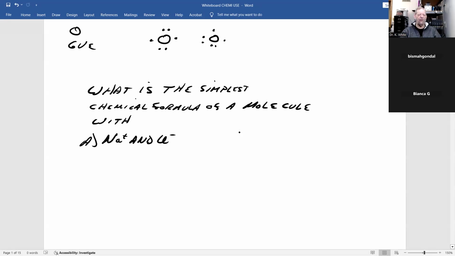If we look at this, what is the simplest chemical formula? Or sometimes I'll say, what is the empirical formula of a molecule with sodium cations and chloride anions? Negative is anion. Well, this is a +1 charge, and this is a -1 charge. Does it add up to 0? Yes. So that tells us this molecule, the simplest empirical formula or chemical formula, NaCl, 1 sodium, 1 chlorine, otherwise known as table salt.